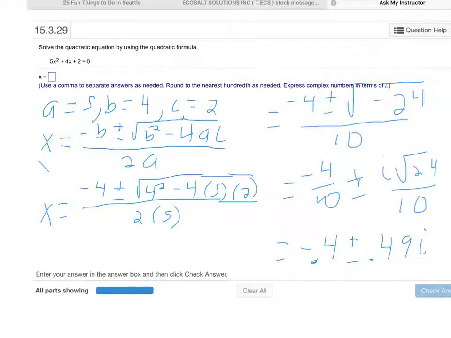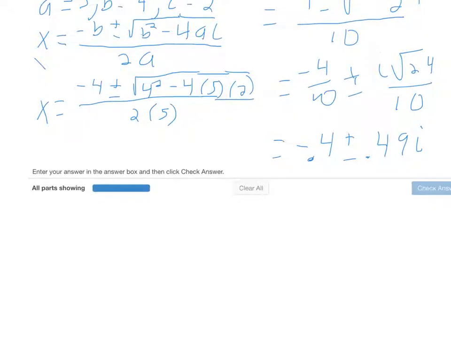And so it says use a comma to separate your answers and round to the nearest hundredths. So here are your two answers. It would be negative 0.4 plus 0.49i, negative 0.4 minus 0.49i, is what you would type in for the answer. I just punched this in the calculator to get the result. Hope that helps.